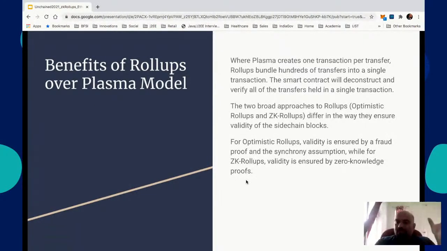There are two broad approaches to rollups: optimistic rollups and ZK rollups, which we are studying in detail today. The key difference between optimistic rollup and ZK rollup is the way they ensure validity of the side block. In optimistic rollup, validity is ensured by a fraud proof and by a synchrony assumption, a time-related assumption. For ZK rollups, validity is ensured by zero-knowledge proofs, a new term for us. In optimistic rollup, we verify fraud proof for any invalid block, and we also check the time synchrony. But for zero knowledge proof based rollups, we verify the proof.